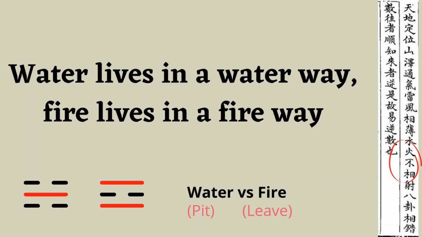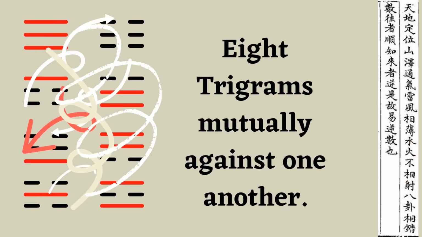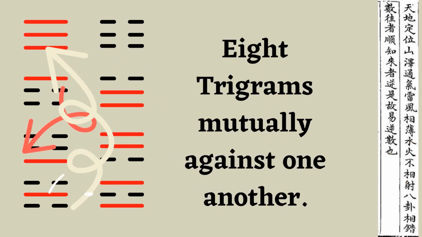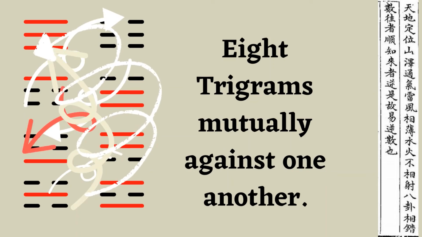Water lives in a waterway, fire lives in a fireway. In the Book of Change, water also represents the moon. Fire also represents the sun. 8 trigrams mutually oppose one another. Such interaction manifests the whole nature.